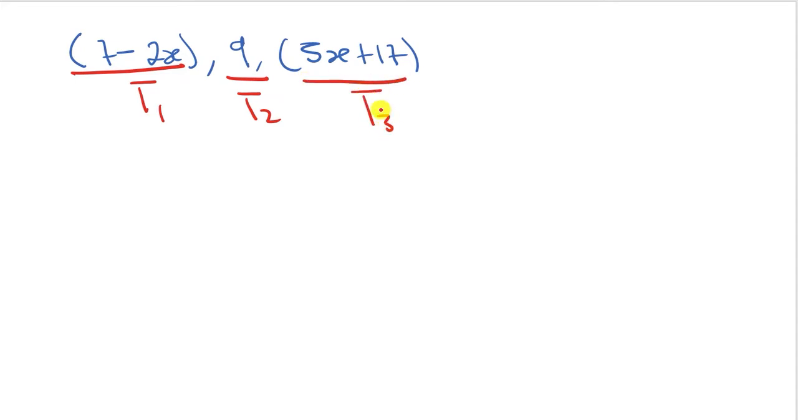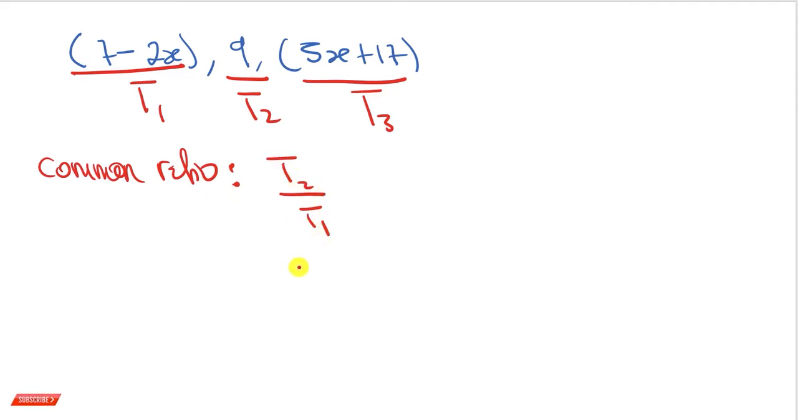Now in this question, for us to get a value for x, we are going to apply the idea of common ratio. Now the question is, how do we find the common ratio? For you to find the common ratio, it is the second term, T2, over the first term, T1. And this common ratio is supposed to be the same as the third term, T3, over the second term, T2. So we are going to use this idea.